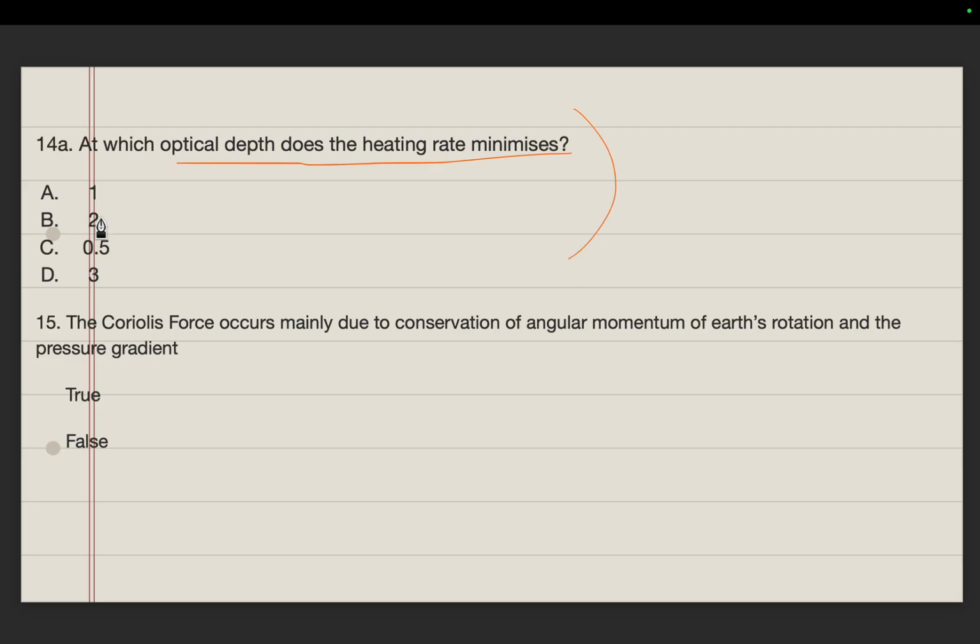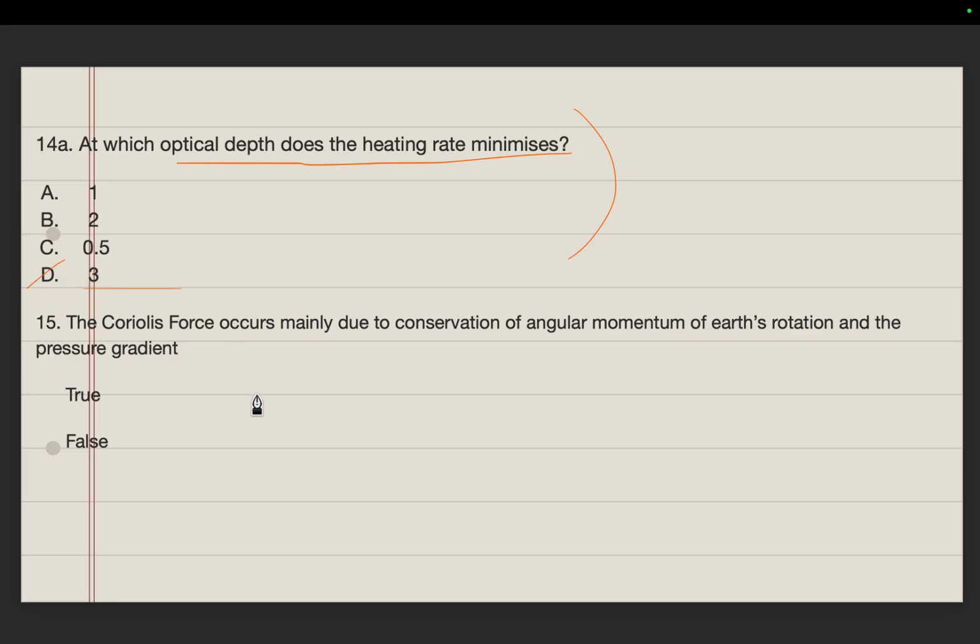1 to 0.53. 3. Is it at which optical depth the heating rate minimizes? Yes, this is 3.